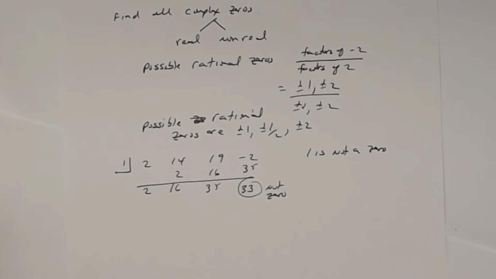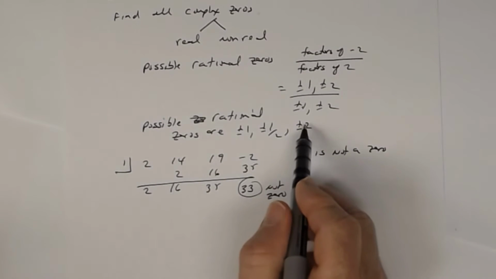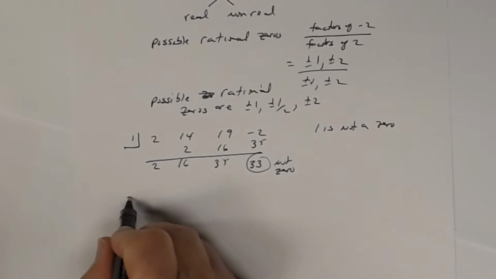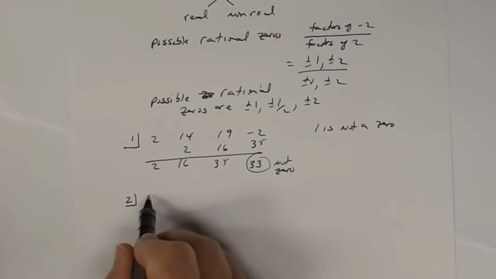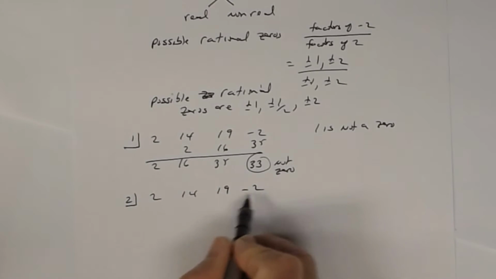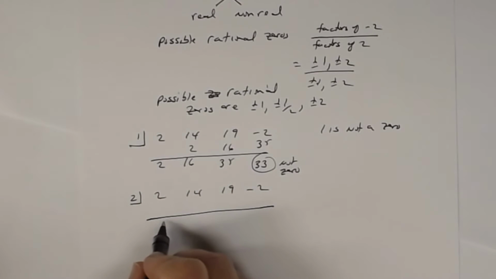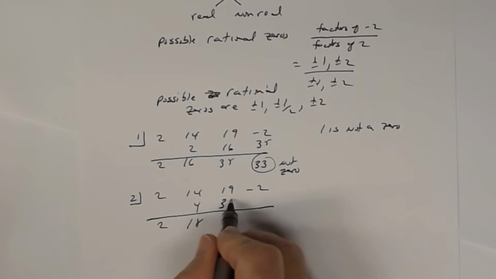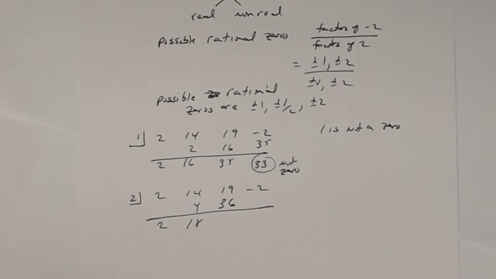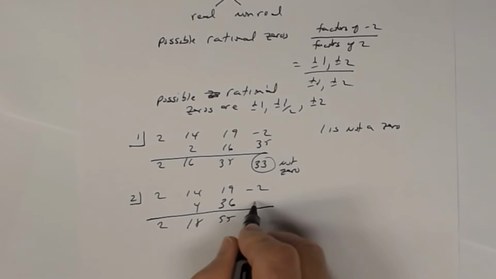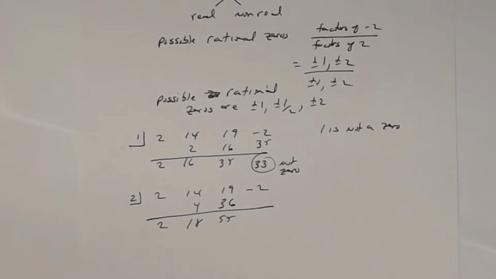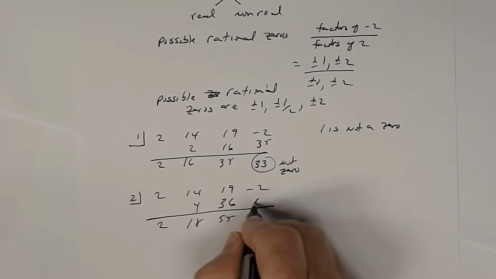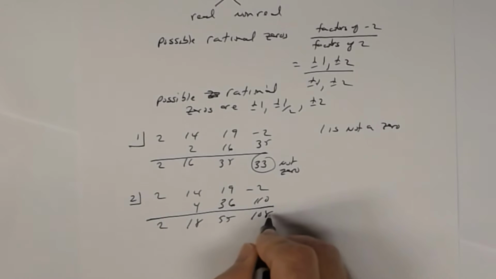All right, so let's try 2. If I try 2, I get 2, 14, 19, negative 2. 2 times 2 is 4. 14 plus 4 is 18. 2 times 18 is 36. Obviously, that's not going to work either. 36 plus 19 gives us 55. And 2 times 55 is 110, and so that's 108, which is not 0.